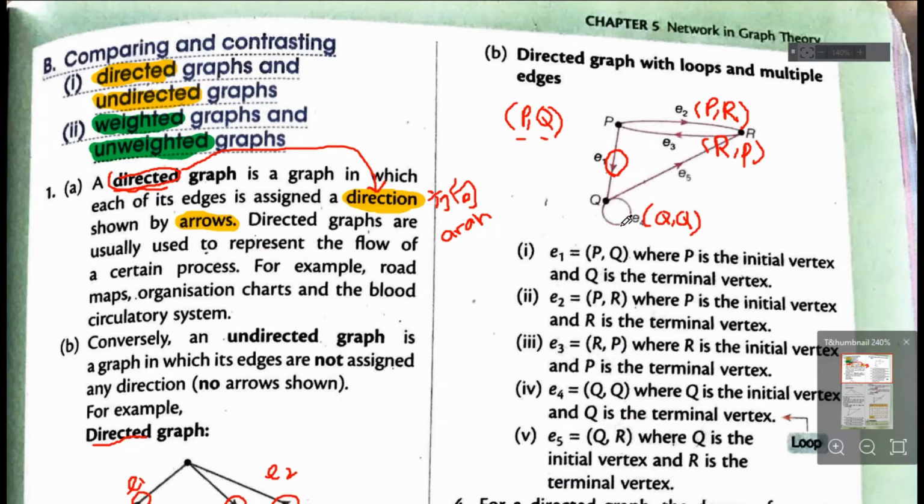Okay, no direction given here because it's a loop. For E5, this is from Q to R, so we have to write Q to R. You cannot write RQ, but you have to write QR because the direction is given.